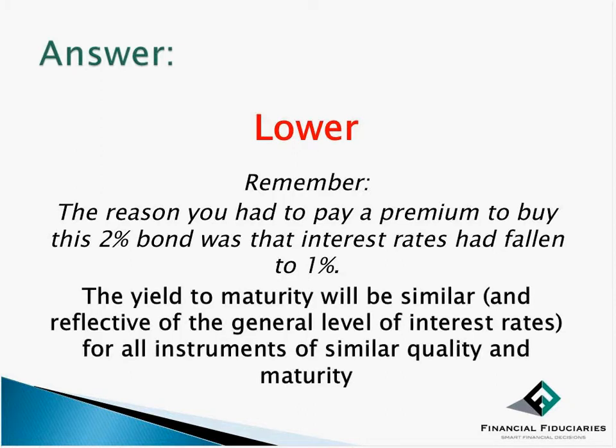The important concept here is that the yield to maturity is going to be similar and reflective of the general interest rates for all instruments of similar quality and maturity. So if market rates are 1% and you're selling a 2% bond, the price on that bond is going to be such that when you run this yield to maturity calculation, the yield to maturity is going to be about the market rate of 1%, assuming we're dealing with instruments of similar quality and similar maturity.